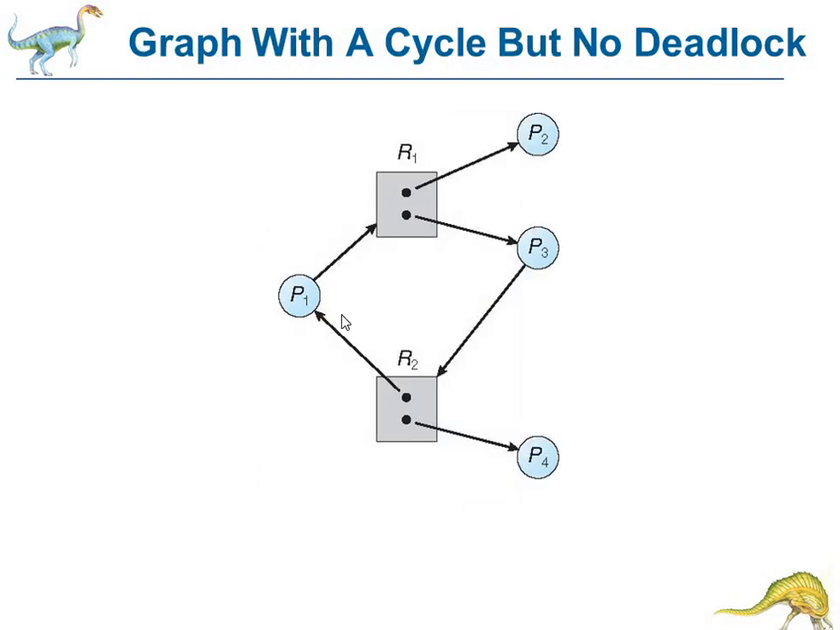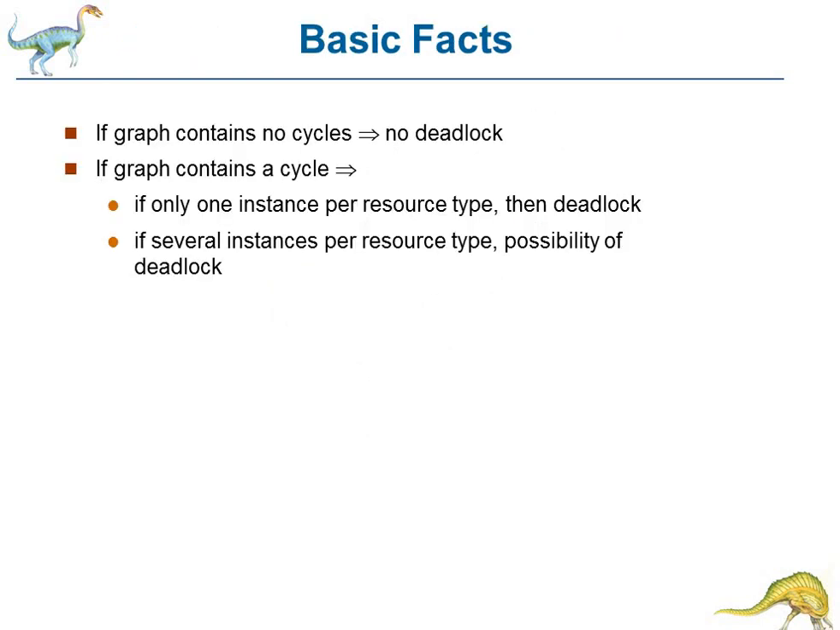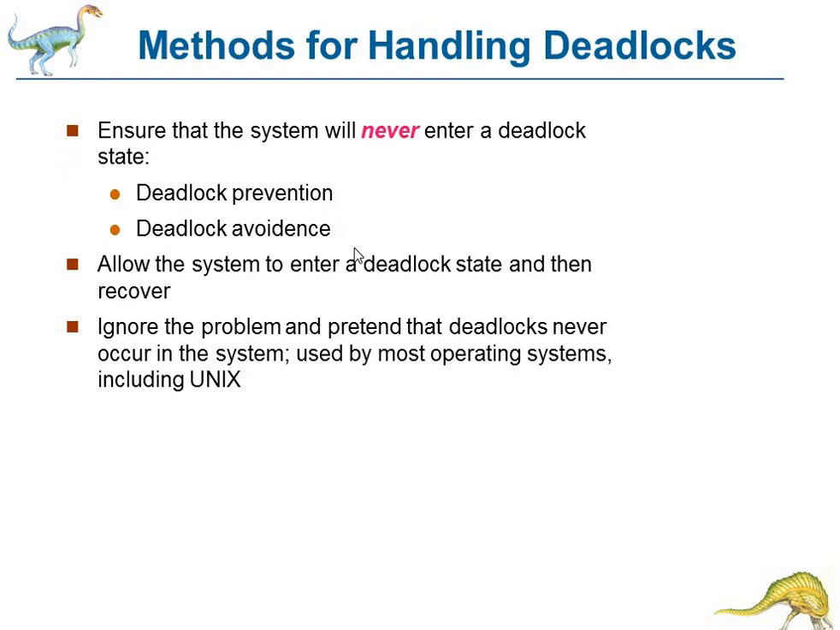Now, in the given diagram, a cycle is formed but there is no deadlock, because several instances exist for each resource. So when a resource consists of several instances, deadlock can be avoided. These are the basic facts of deadlock. If the graph contains no cycle, then there is no deadlock. If a graph contains a cycle and there is only one instance of a resource, then deadlock occurs. If several instances of resources exist, then there is no possibility of deadlock.